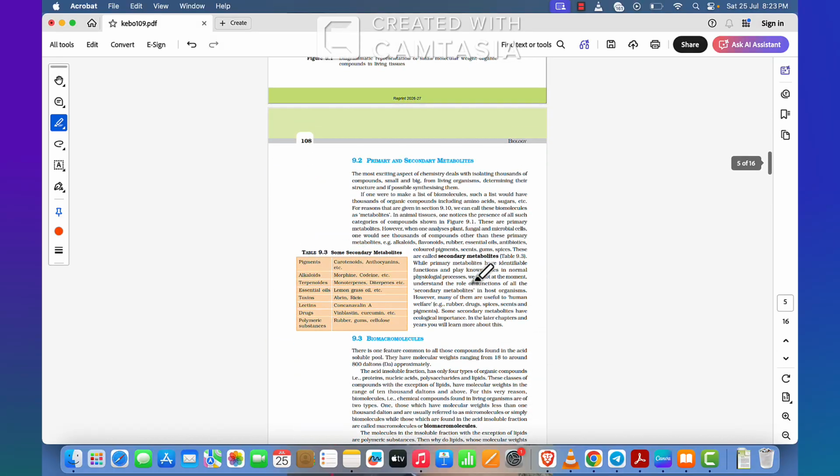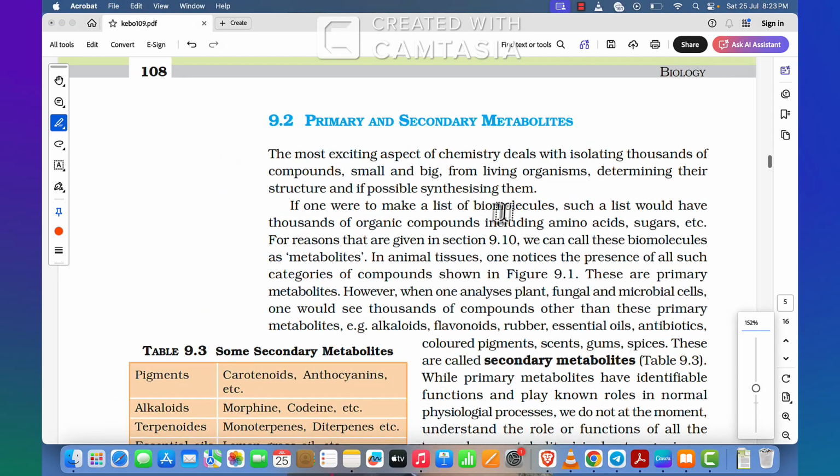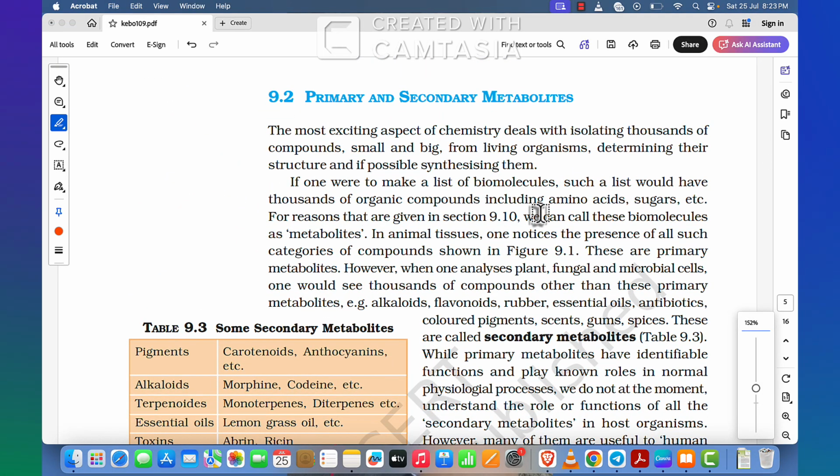So what are primary and secondary metabolites? The most exciting aspect of chemistry deals with isolating thousands of compounds, small and big, from living organisms, determining their structure and, if possible, synthesizing them.